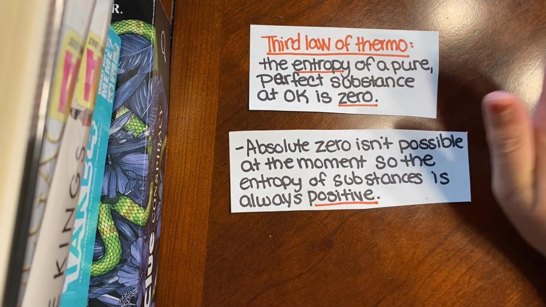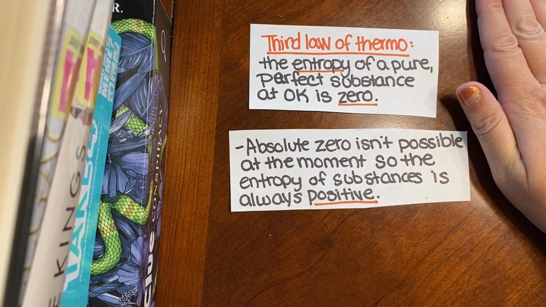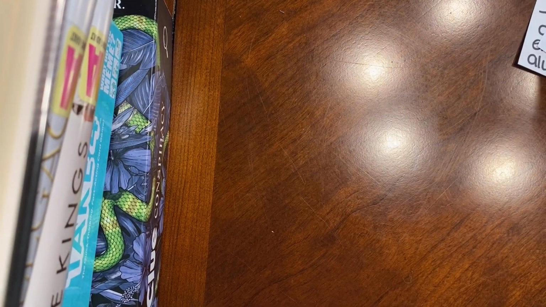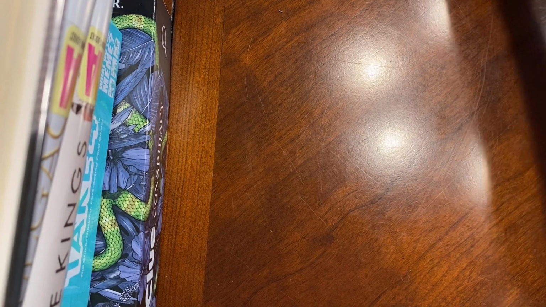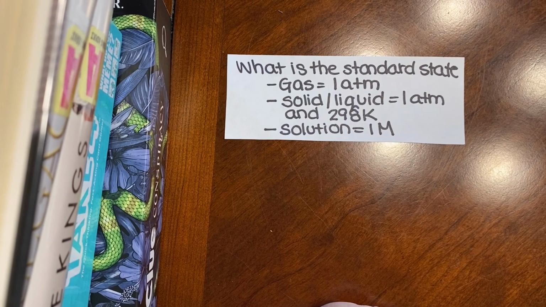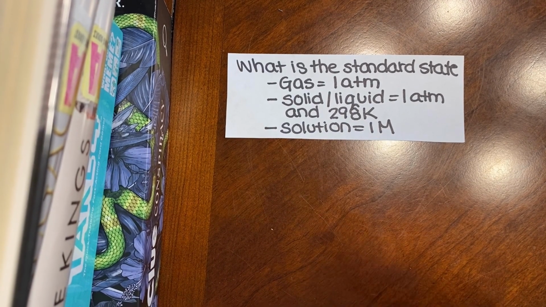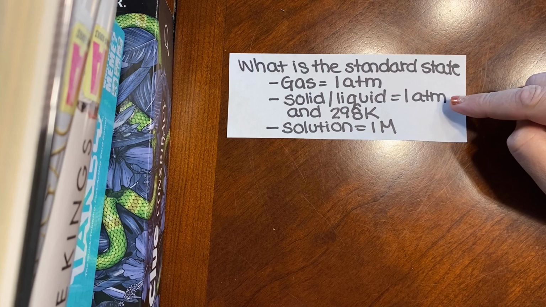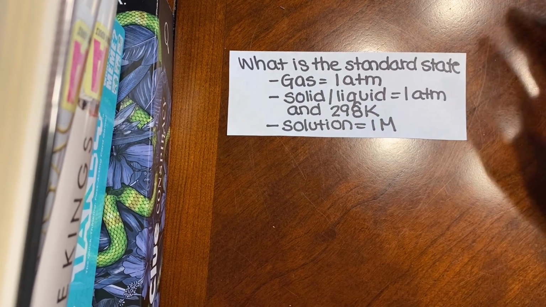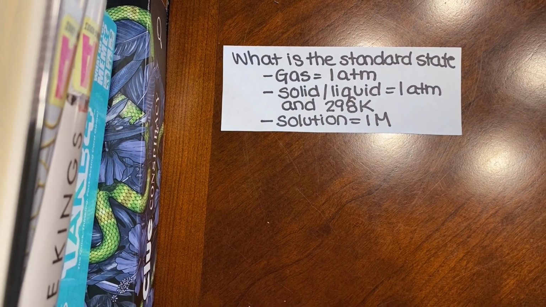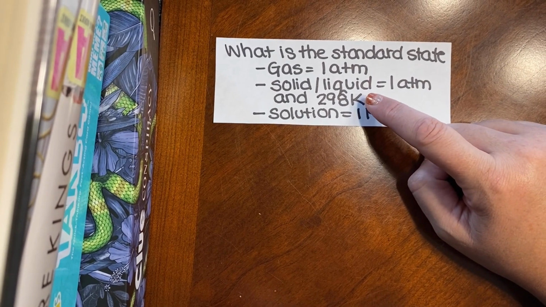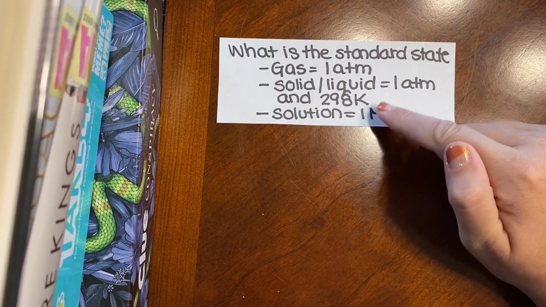If we are at any other temperature, S is going to have a positive value. So what values do we normally use for temperature? In a standard state, a gas normally has a pressure of 1 atmosphere. That's at sea level. Solids and liquids also use 1 atm because that's just our standard pressure. When you did gas laws, we always had our standard temperature and pressure. And so the standard temperature is 25 degrees Celsius or 298 Kelvin.